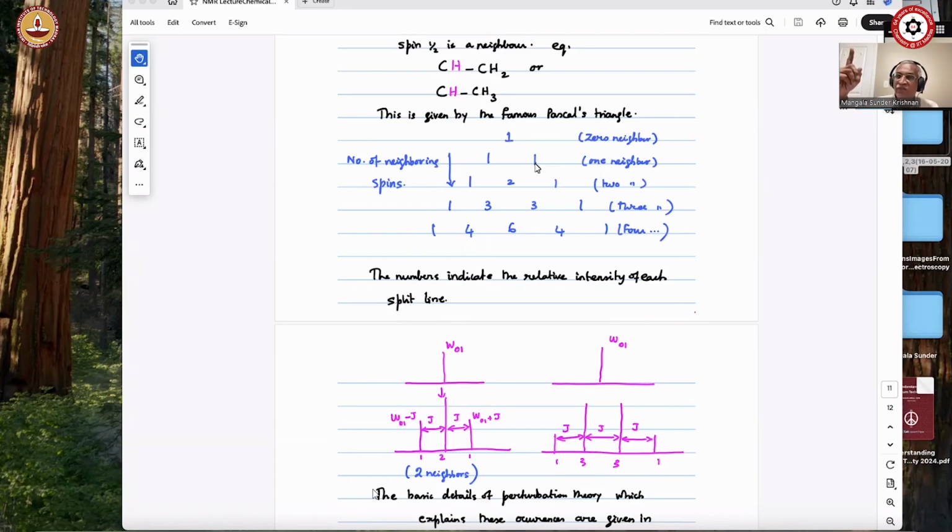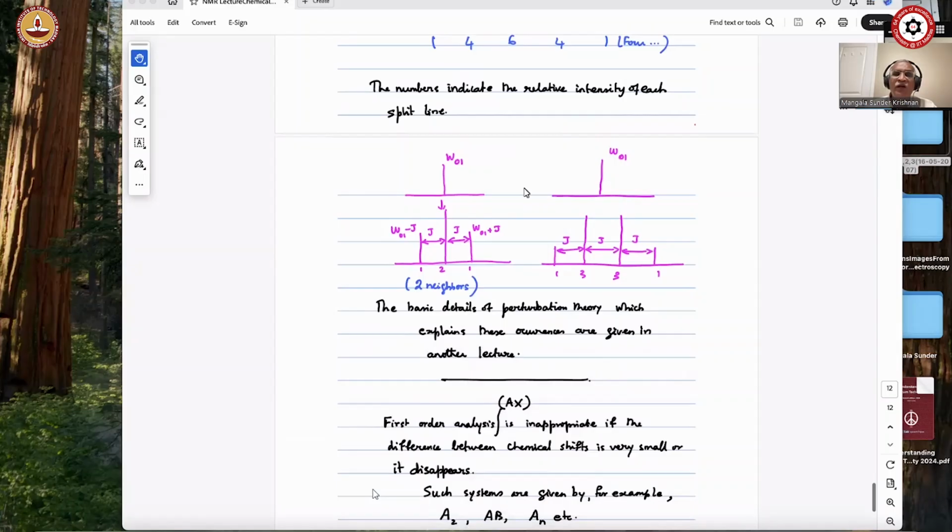So if there is 1 nucleus, this spin will be split as 2. If there are 2 nuclei, this will be split as 4, but 2 of them will coincide. So that's 1, 2, and 1. If there are 3 nuclei, there can be 8 splits, but of the 8 splits, 3 of them will be the same, 3 of them will be the same, so you get 1, 3, 3, 1. And for 4, you get 1, 4, 6, 4, 1. This is nothing other than a binomial expansion coefficient. And the binomial expansion coefficient for a 2-state problem works beautifully.